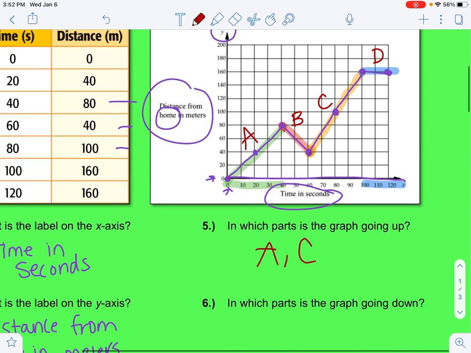All right, now number 6 asks, in what part is the graph going down? Well, when is our line decreasing? If A and C were increasing, at line B it looks like our line is going down, so that is number 6.